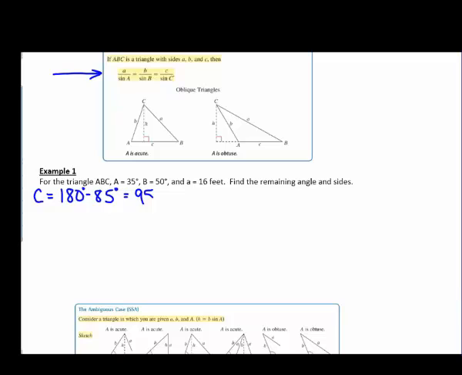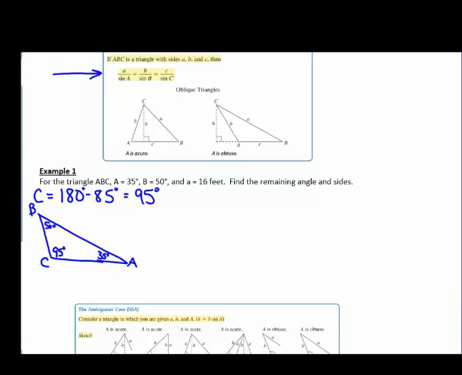And so angle C is going to be 95 degrees. So we can draw our picture. I'll draw it kind of like that. So there's angle C. And let's make that a little bit longer. Okay. And so angle A is going to be over here because angle A is the smallest angle. And then angle B is going to be up there because it's the angle in the middle of the other two. And so 35 degrees goes here, 50 degrees goes here, and 95 degrees goes there.